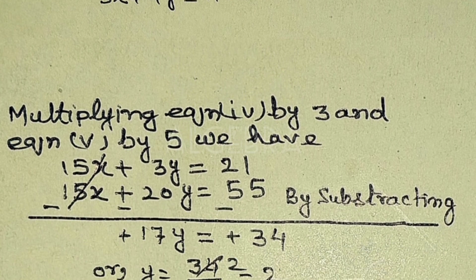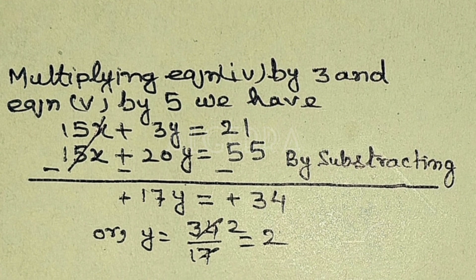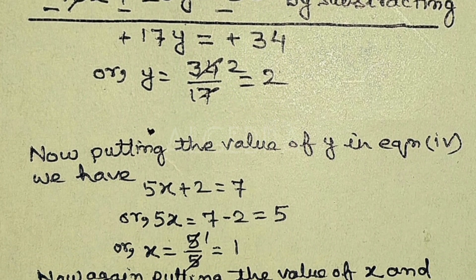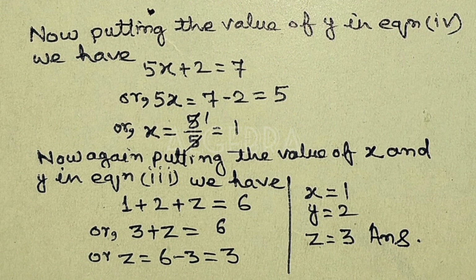Multiplying equation 4 by 3 and equation 5 by 5, we have 15x plus 3y is equal to 21 and 15x plus 20y is equal to 55. By subtracting, minus 17y is equal to minus 34, or y is equal to 34 by 17, which is equal to 2.